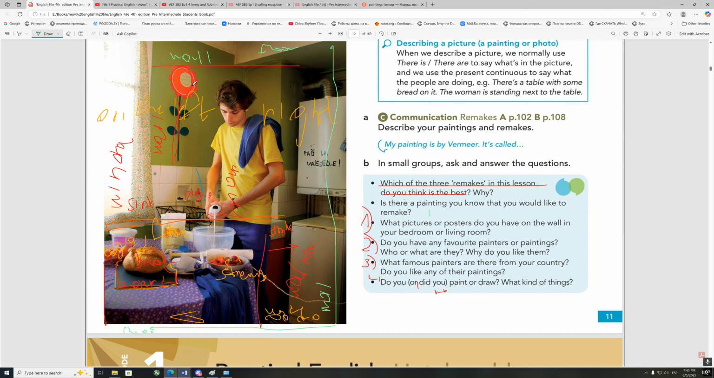Okay. Number four. Did you paint, or do you draw? Paint or draw? Nowadays, you may speak about the present. You may speak about the past. Do you paint or draw?